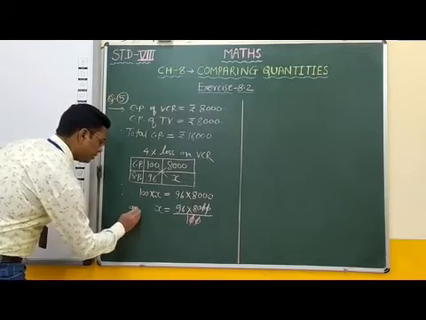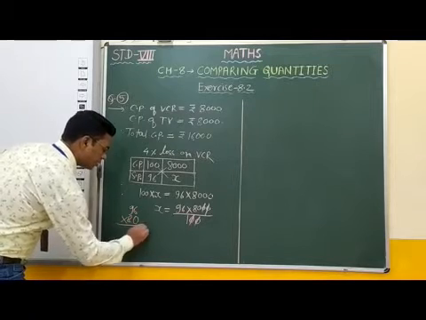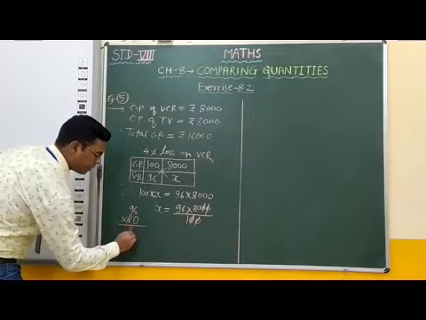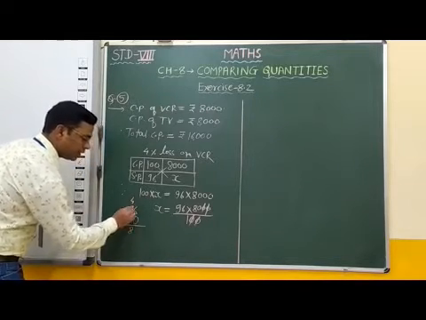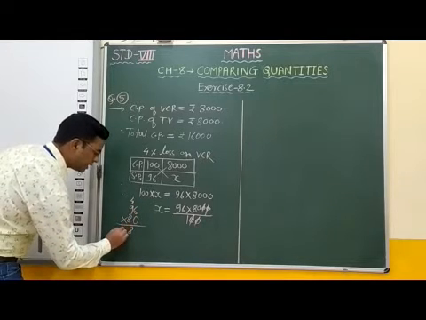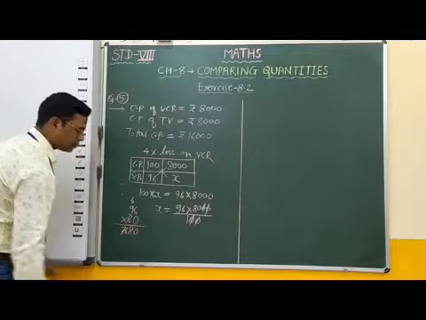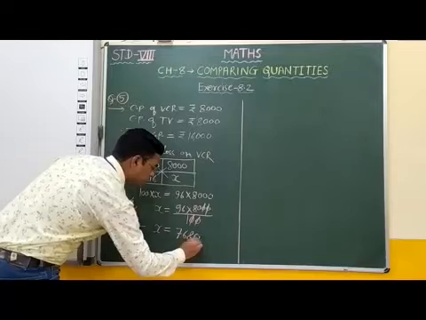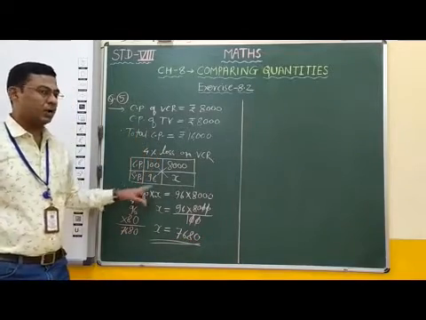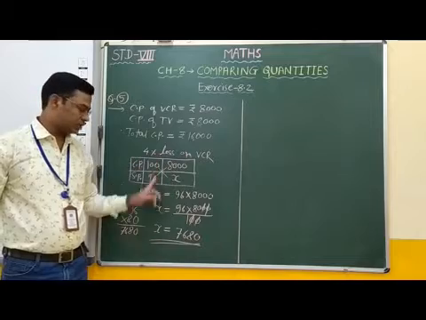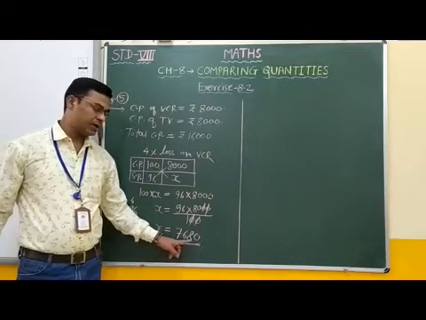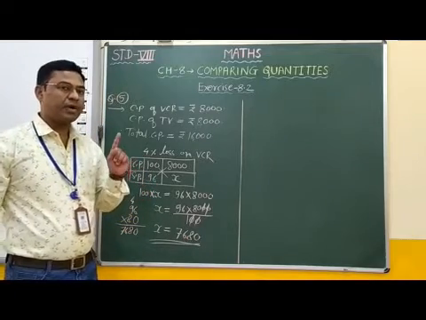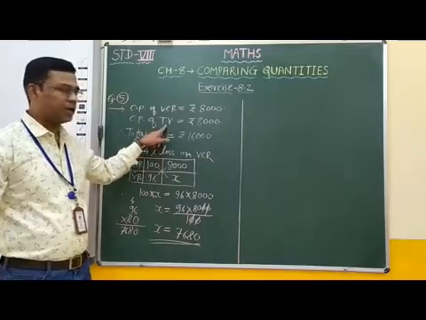96 into 80. Here 0 as it is. If you multiply 96 by 8, 8 6s are 48, 4 carry. 8 9s are 72, 72 plus 4 is 76. And 0 as it is. Therefore, x is equal to 7,680. Therefore, selling price of VCR with 4% loss is equal to 7,680.